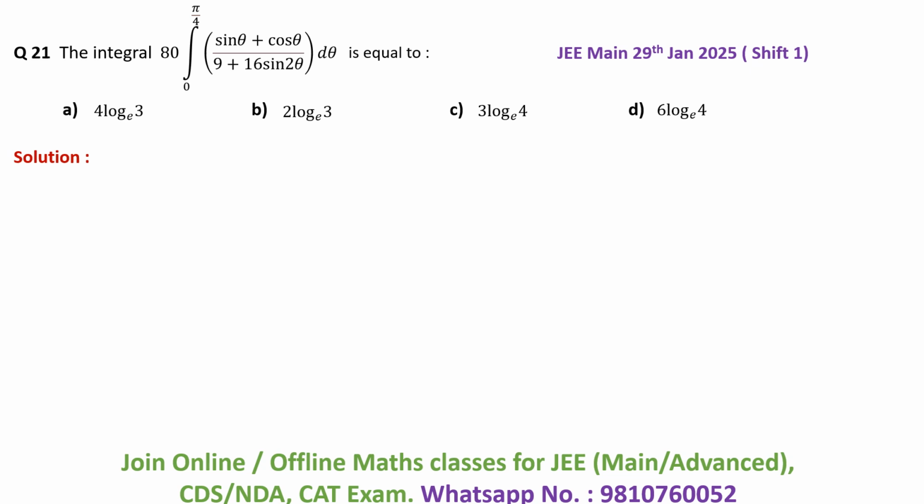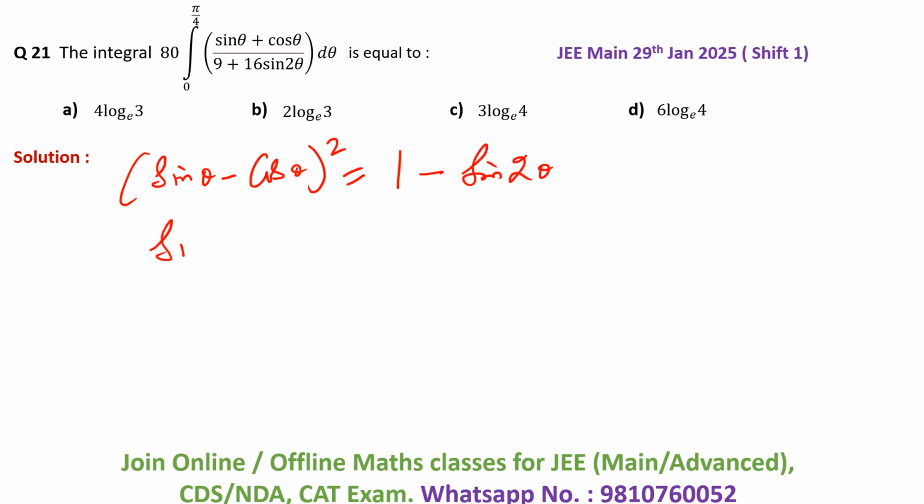Now students, this question is based on the topic of definite integrals. It's a nice question. We have to evaluate 80 times the integral 0 to pi by 4 of sin theta plus cos theta d theta divided upon 9 plus 16 into sin 2 theta. Now we know that sin theta minus cos theta whole square can be written as sin square theta plus cos square theta minus 2 sin theta into cos theta. And sin square theta plus cos square theta is nothing but 1. And 2 sin theta cos theta can be written as sin 2 theta.